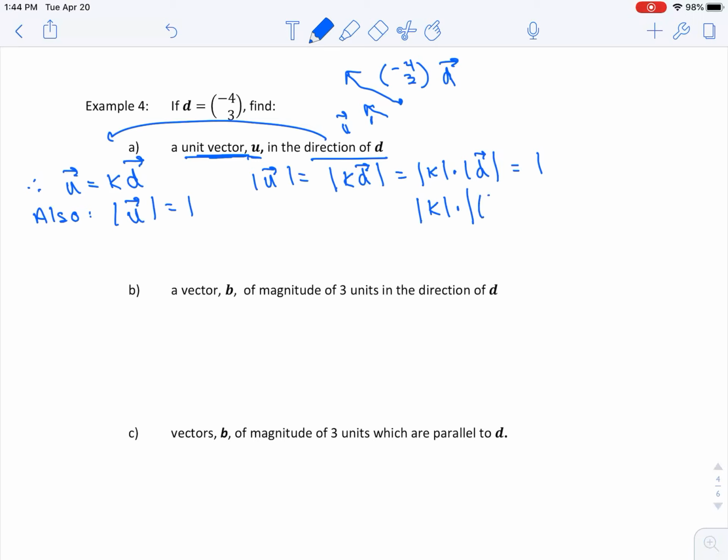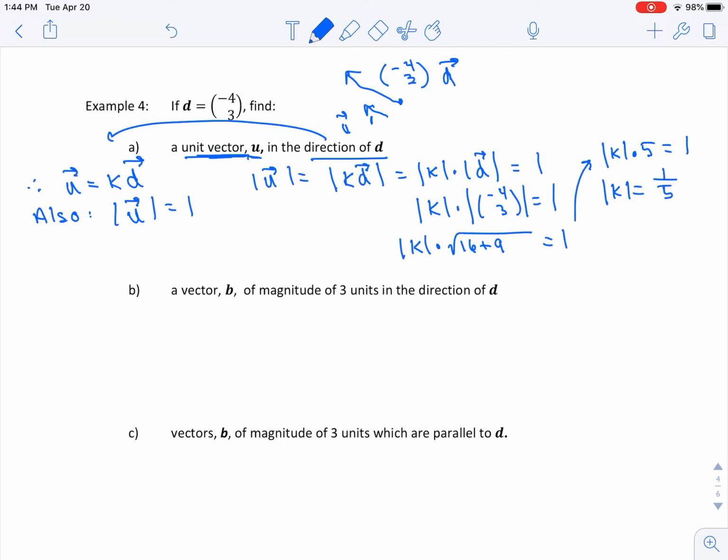Now d is -4, 3, so let's sub that in. Has to give us 1. And the magnitude of d is going to be absolute value of k times the square root of, so we're going to have -4 squared, so that's 16, plus 3 squared, which is 9. That equals 1. So it looks like this is going to turn into the absolute value of k times the square root of 25, which is 5, has to equal 1. So the absolute value of k has to equal 1/5.